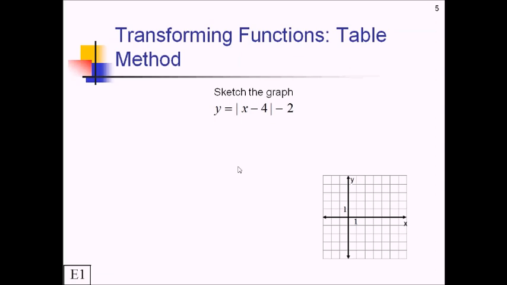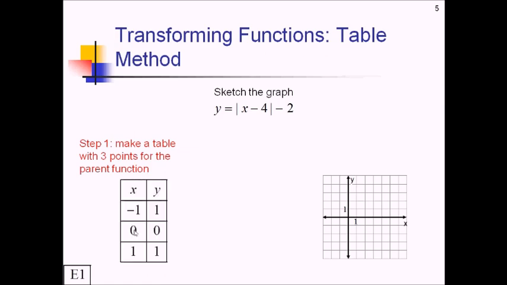Let's use what we've just learned and see how we can use it to graph the absolute value function with a shift in it. First step you're going to want to do is make a table with 3 points for the parent function, and not just any 3 points are going to do. You're going to want points that have that point on the v of the absolute value. So I would use that table that you made in the beginning in the warm-up, -1, 1, 0, 0, 1, 1. That has that nice little turnaround spot of absolute value.